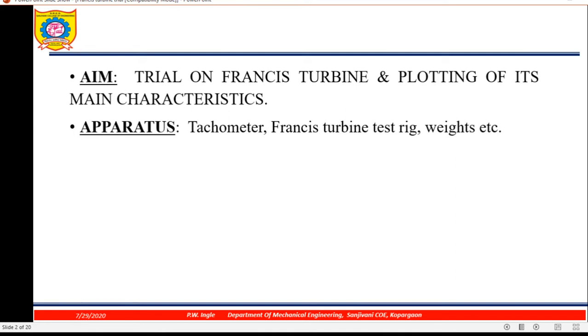Okay, so our main aim is what? We have to conduct a trial of Francis turbine and plot its main characteristic. Main characteristic is also known as variable speed characteristics. What are the apparatus we require? Tachometer, Francis turbine test rig, and weights.